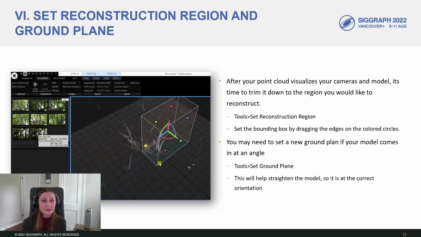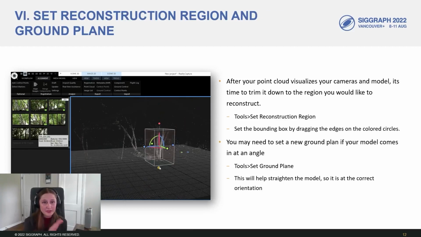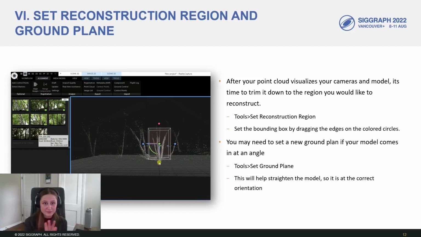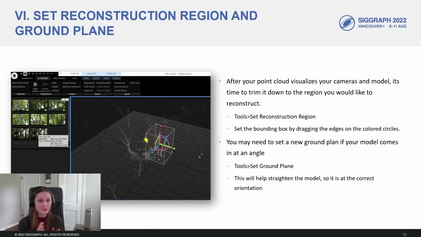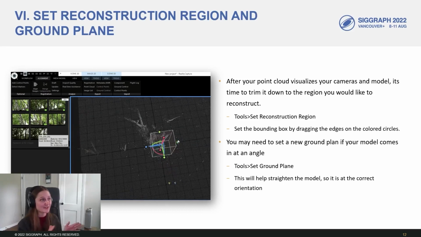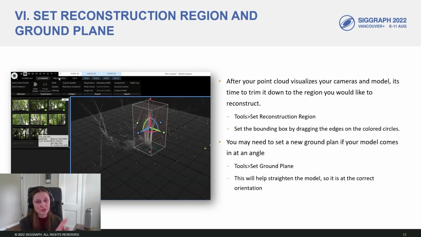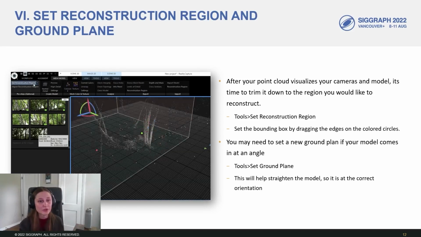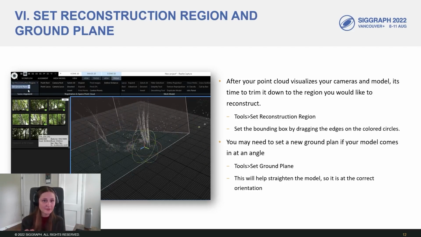Now you'll want to set your reconstruction region and your ground plane. After your point cloud has visualized exactly what your model is going to look like, you'll want to trim it down so that you don't try to render this entire scene, because you'll probably get a lot of background elements and extra trees and bushes and things you don't really want in your model. So as you can see here, you go to Tools, Set Reconstruction Region, and it'll give you this bounding box that you can click and drag in.